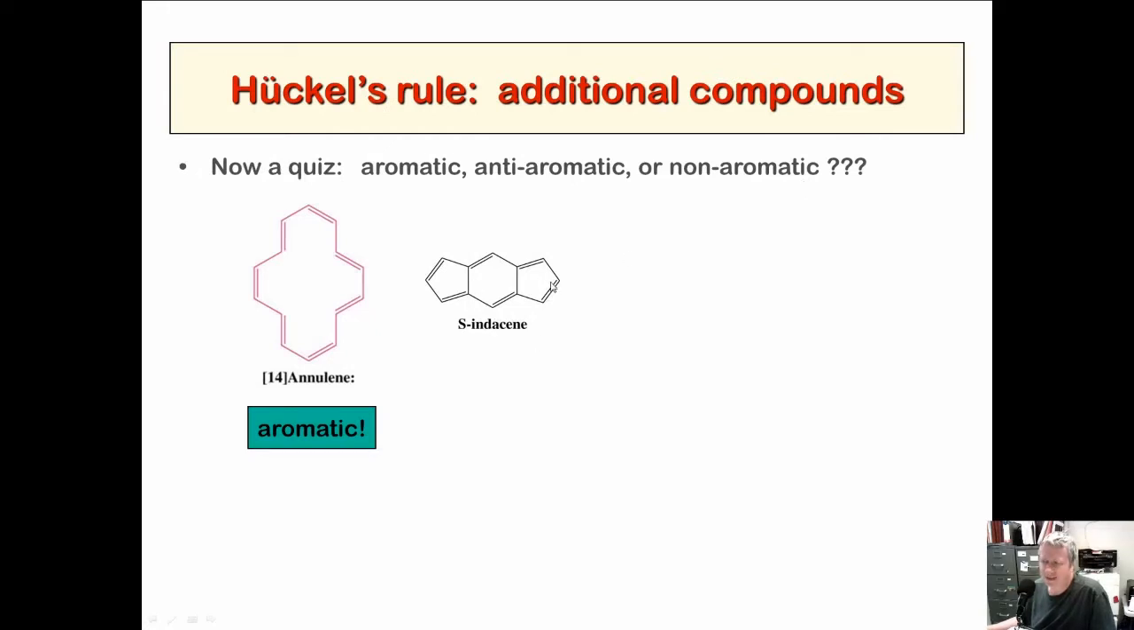Well, look at the ring sizes, and these are 5 and 6. These are small ring sizes, and so it's going to be forced to be planar. The small ring size forces planarity. If it's forced to be planar and it's got 4n electrons, is it anti or non? Should be anti-aromatic, right? This is an unstable molecule.